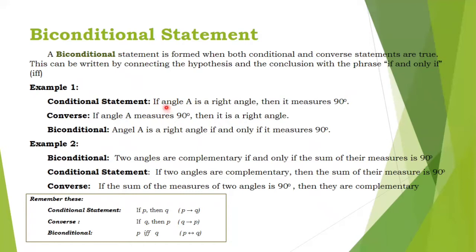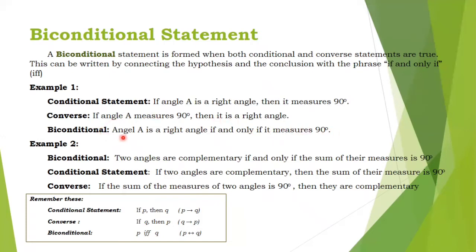So, in this example, the hypothesis is, angle A is a right angle. That's the phrase after the word if. And the conclusion is, it measures 90 degrees. So, in writing a biconditional statement, we do not write if and then. So, we will not start with the word if in writing a biconditional. Instead, we're going to start it with the hypothesis. Okay? And then after writing the hypothesis, you're going to write the phrase if and only if, and then it will be followed by the conclusion.